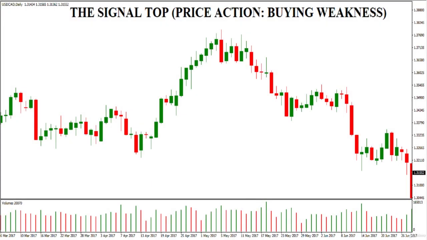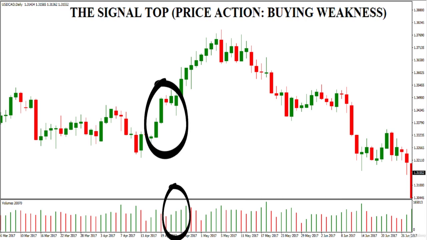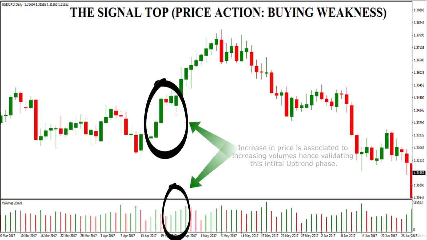In this first example, we are looking at a signal top formation which indicates buying weakness after an uptrend. In order to validate the signal top, let's study the complete uptrend. In the initial phase of the uptrend, notice how the price is trending higher with wider real body bullish candles. Now this initial price is confirming that professional traders are pushing prices higher, hence validating this price move.